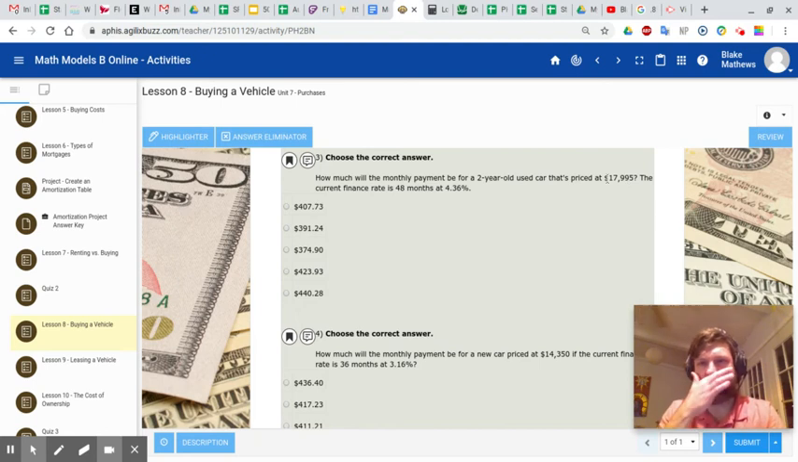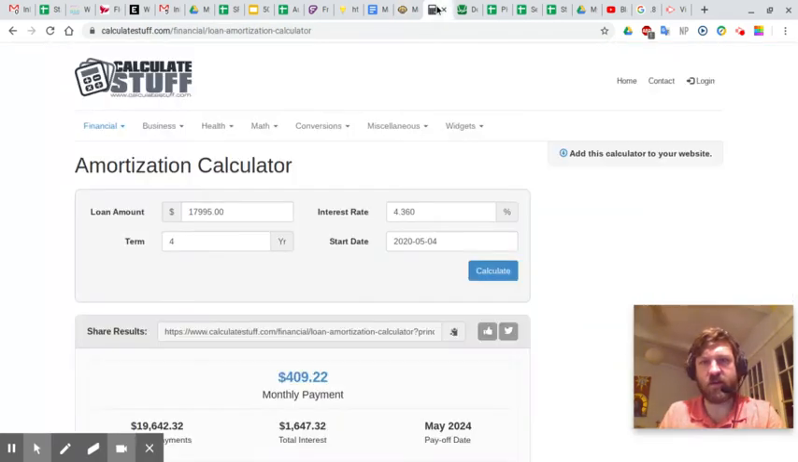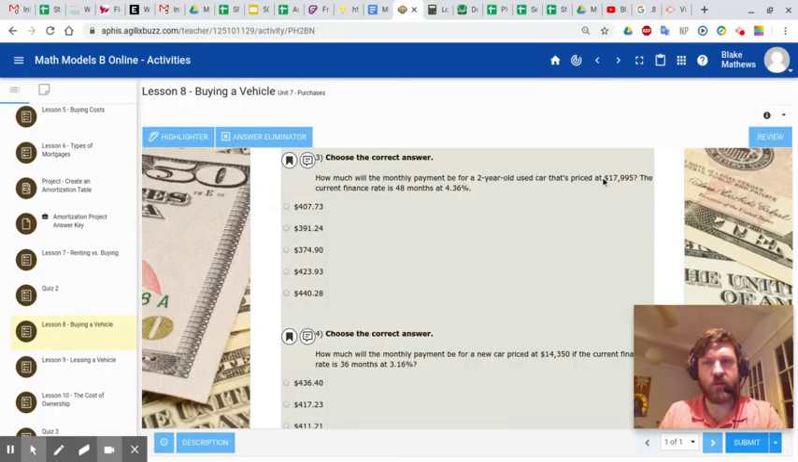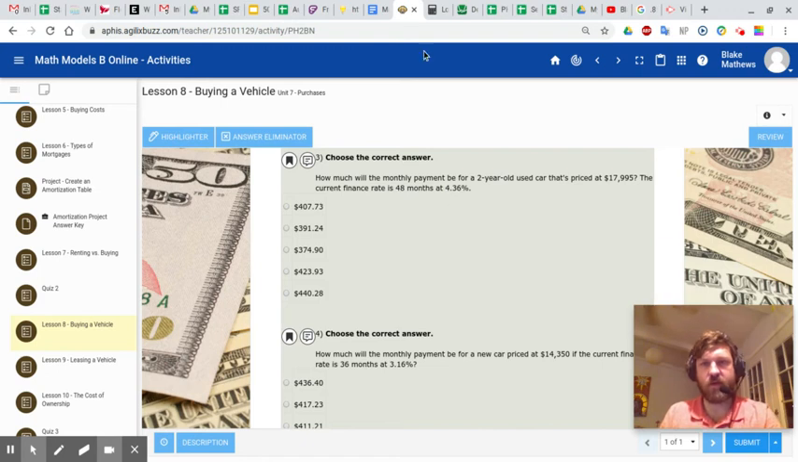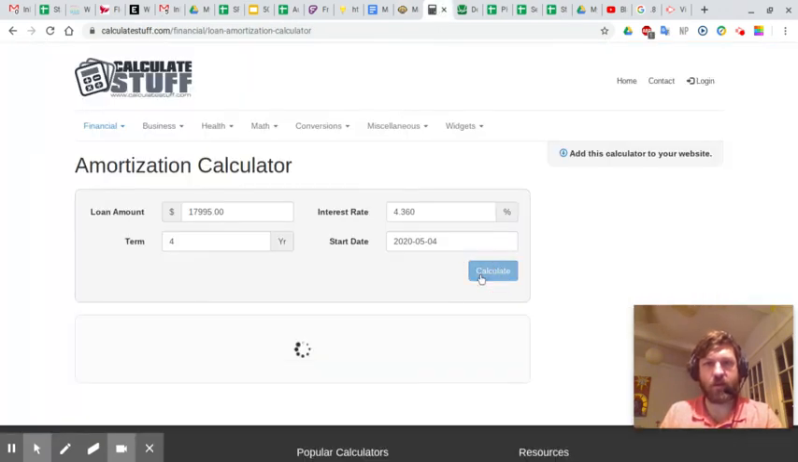In this case, this car costs $17,995, which I've put in already. The current rate is 48 months at 4.36. So 48 months, you need to realize, is 4 years. So we're going to use 4 years here. And then we're going to put 4.36%, the interest rate here. And then we hit calculate.